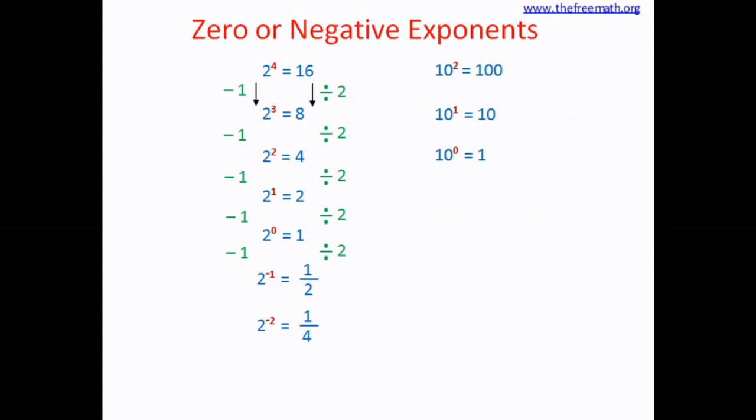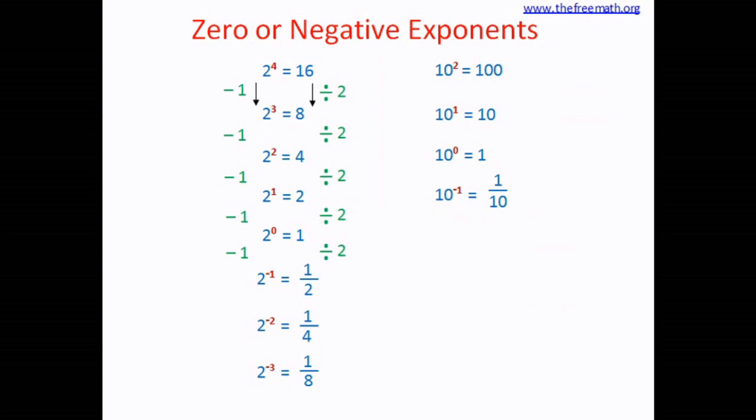And if I go further down, it's going to look like this: 2 to the power of negative 3 equals 1 over 8, because half of 1 over 4 equals 1 over 8. Let's do the same thing for the base 10. Consider 10 to the power of 0 equals 1. Reduce the exponents, so we get 10 to the power of negative 1, and divide the value by 10, so you get 1 over 10.